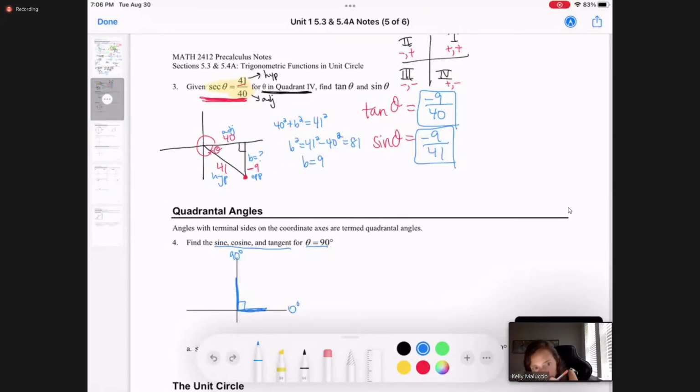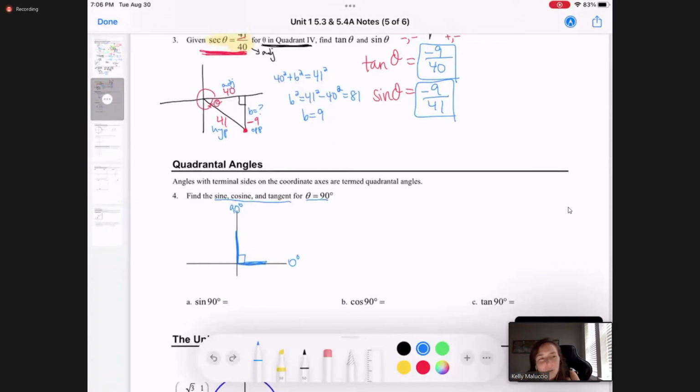So to find this, we can look at angles as they're approaching, and maybe that's what I'll talk about. But we also kind of know this already, because this point on the unit circle up here is 0, 1. So just to answer the questions here, sine of 90 is going to be 1. Cosine is going to be 0.